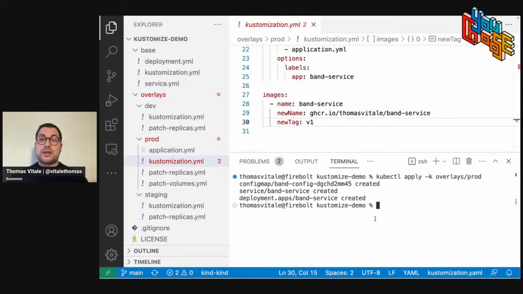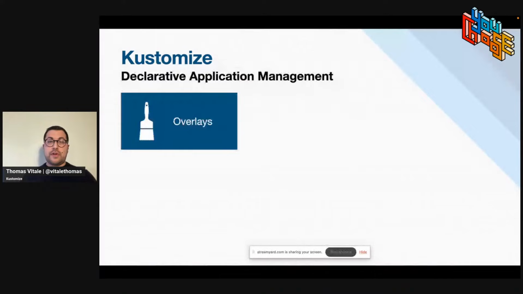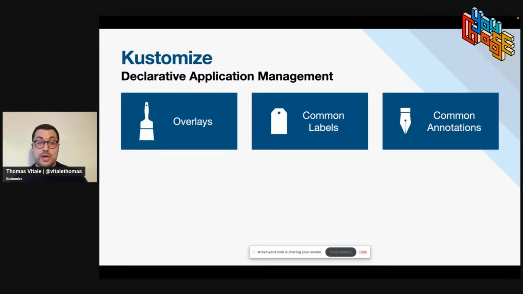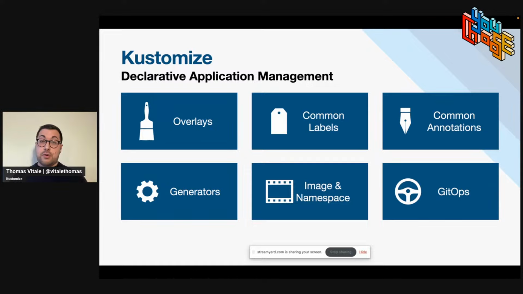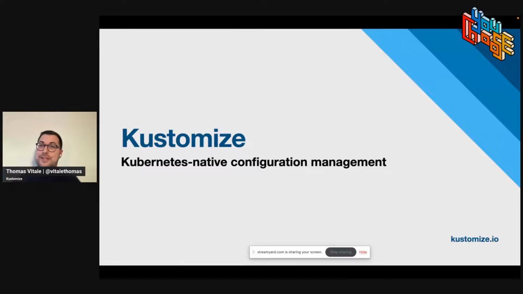So to sum up, the main features of Kustomize: we can customize it based on overlays. We can apply common labels and common annotations to all the base manifests. We can generate secrets and config maps. We can even manage namespaces and images in a convenient way. And finally, we can use Kustomize in a GitOps flow because Kustomize is directly available out of the box in Argo CD and Flux. So we can make it part of our continuous deployment strategy. And that was Kustomize. Back to you, Whitney.